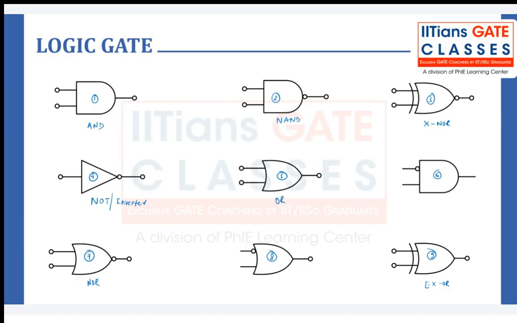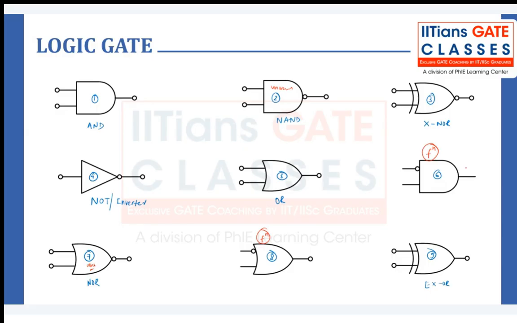These two are remaining. What are these two? These two are called functions. They don't fall in the category of logic gates, but sometimes we use them as universal gates. Which one is the universal gate? Very good, NAND and NOR are the universal gates. And these two are functions.